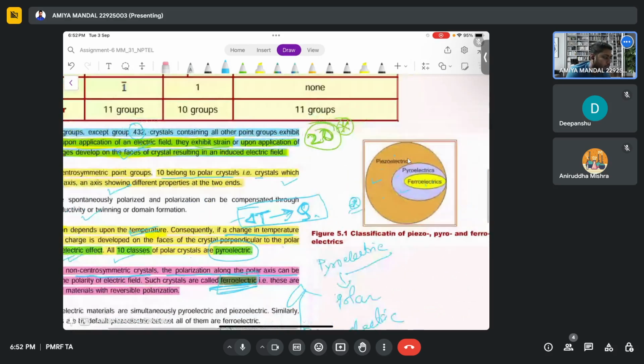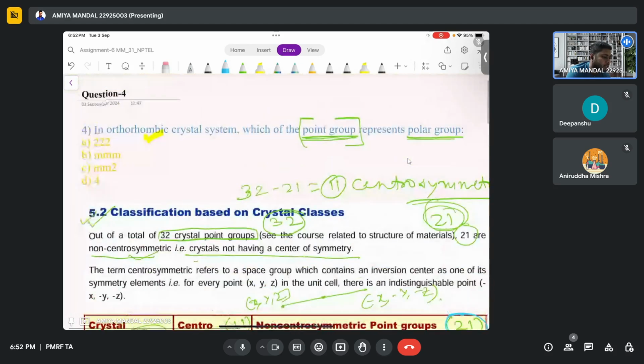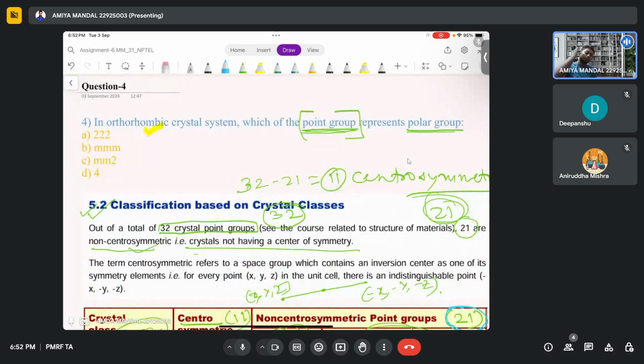Okay. Now you can see the question, and now answer the question: in orthorhombic cases, which point group represents the polar group? This is the answer, Mn2. This Mn2 represents the polar group.